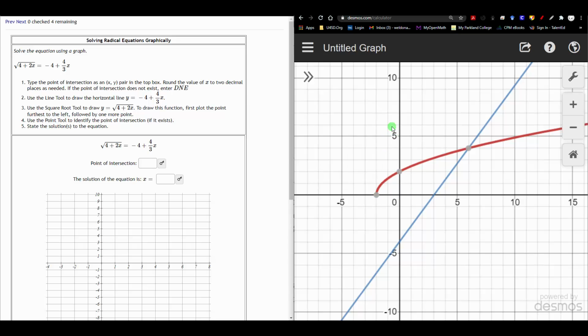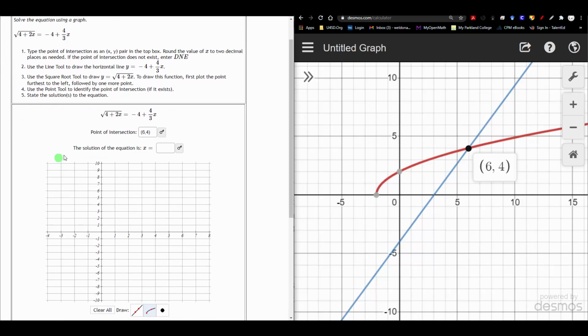Now, we know we're interested in the point of intersection, so we're looking for where blue and red cross each other, and that's right here, and it pops up the point for us at 6, 4. So that's our point of intersection here. So I'm going to come over here and I'm just going to type in 6, 4, making sure I state it as an ordered pair, right? So it's complete with parentheses x, y.